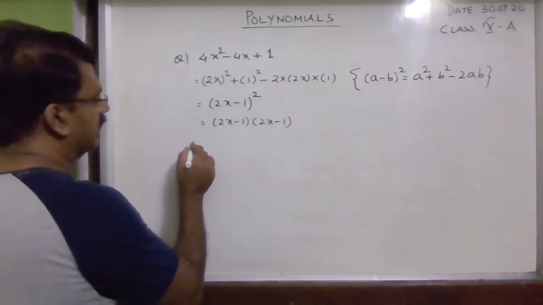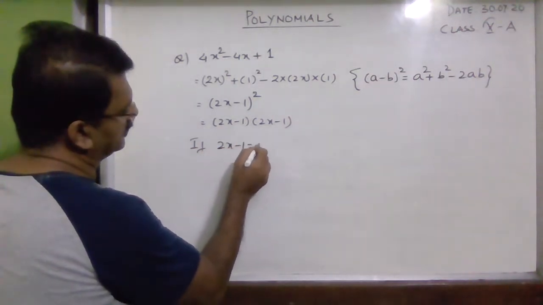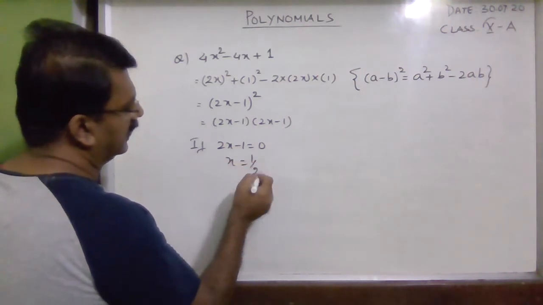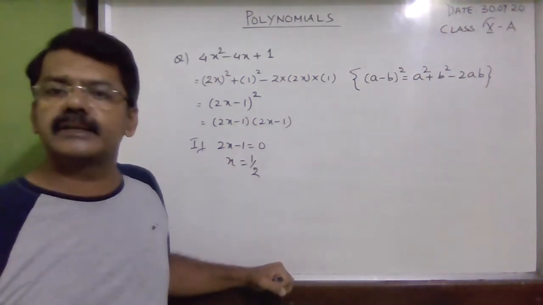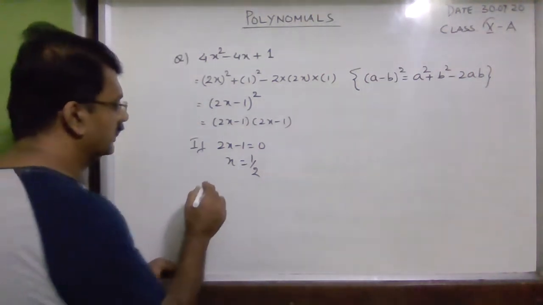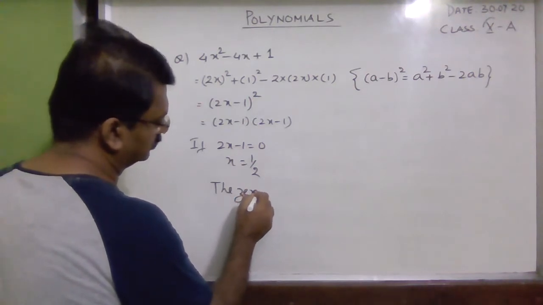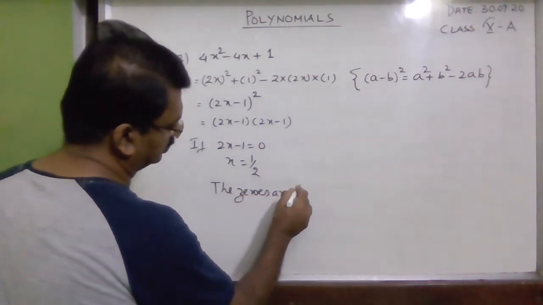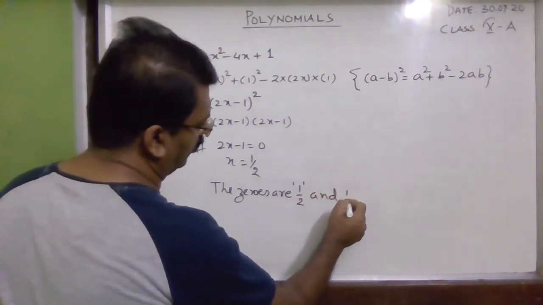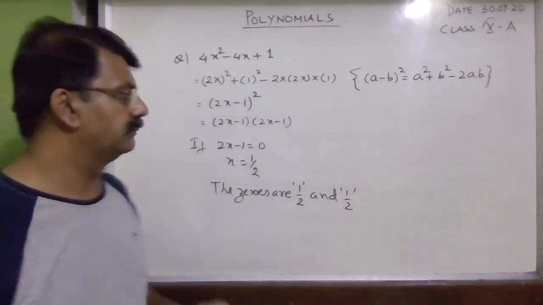Now, if 2x minus 1 is equal to 0, then x will be equal to 1 upon 2. The other factor is also 2x minus 1, so the zeros are 1 by 2 and 1 by 2. Both the zeros are equal over here.